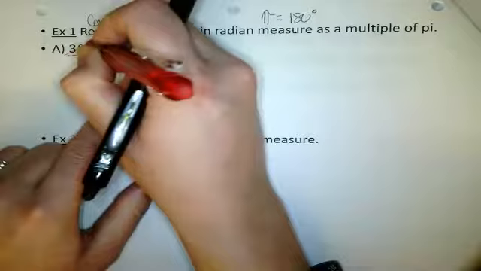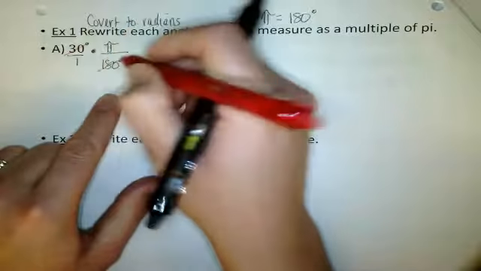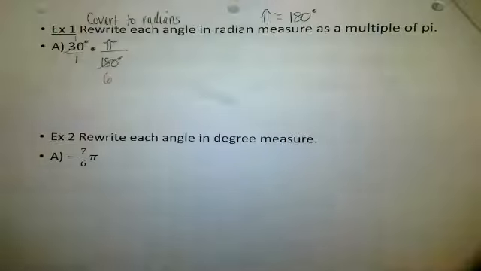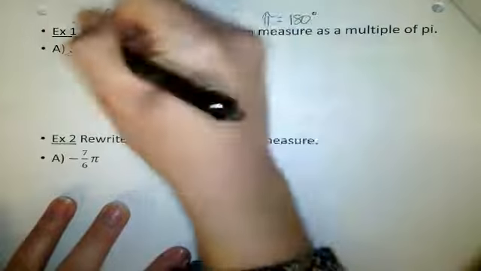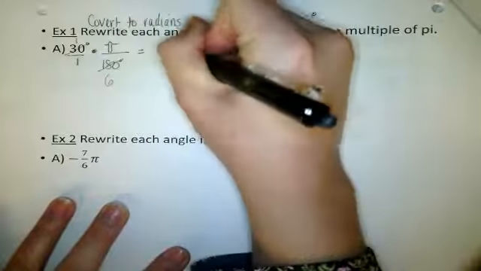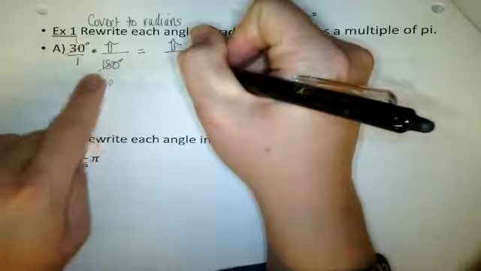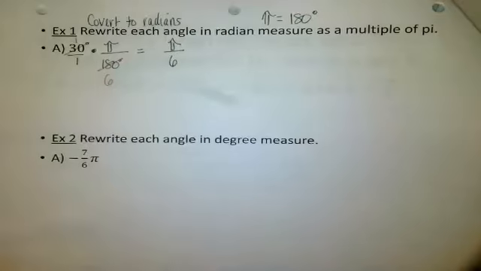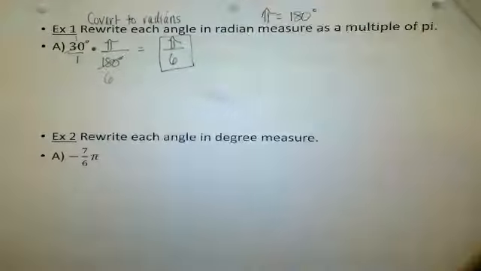How many times does 30 go into 180? 6 times. 30 goes into 30 one time, and 30 goes into 180 six times, which gives me 1 times pi, or pi, and 1 times 6 on the bottom, which is 6. So that's pi over 6 radians. Okay, that's great. So 30 degrees is the same as pi over 6 radians.